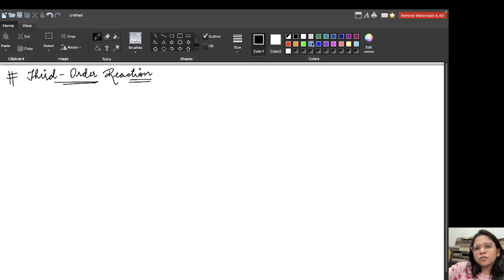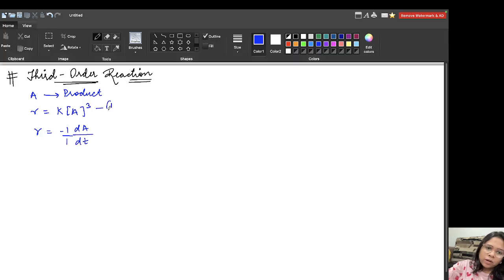We're doing such kind of things for A giving me product. So R equals K A raised to the power 3, and your R is also equal to minus 1 by A dA by dt. Equate both the equations. Minus dA by dt will be equal to K A cube. Correct? Cube, K A cube. Integrate both the ends. First let me just transfer your dA by A cube here.